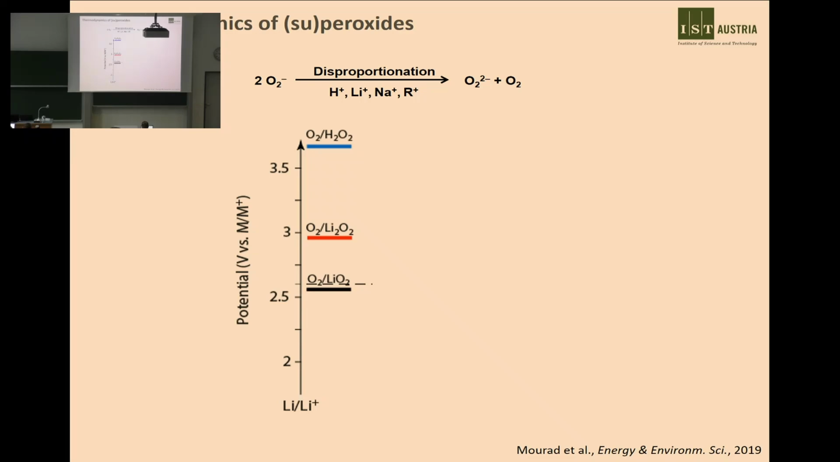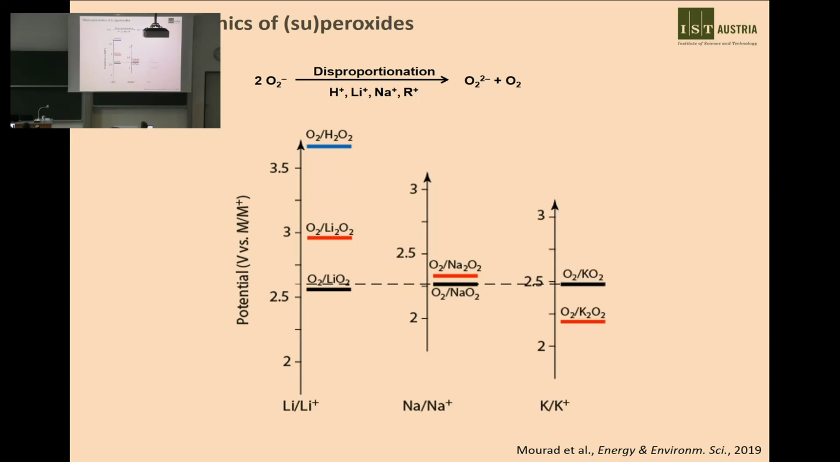And what we find here, on an M plus potential scale, so this would be the lithium plus scale, the oxygen superoxide couple would be around here. Peroxide is higher, so that means it's thermodynamically more stable, which means superoxide in the presence of lithium ions will spontaneously go to peroxide. For the sodium case, the difference is not big, but still superoxide will spontaneously go to the peroxide.